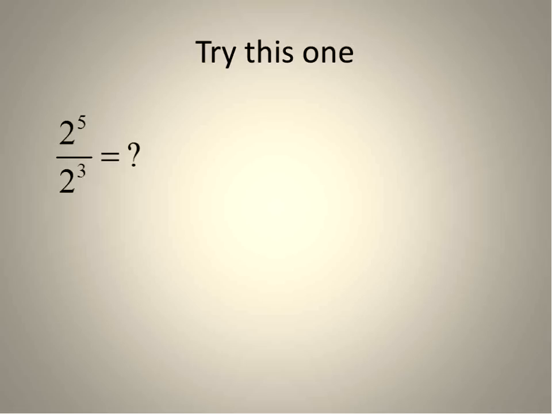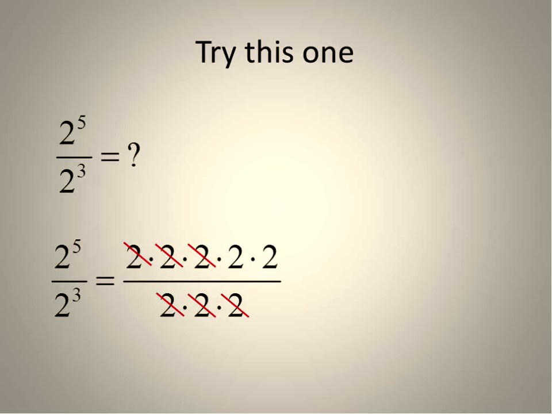So try this one out. We have 2 to the power of 5 on the top, 2 to the power of 3 on the bottom. Try it out, see what you end up getting. Use the subtraction method if you'd like. You can write it out if you'd like. Either way, we'll be fine.